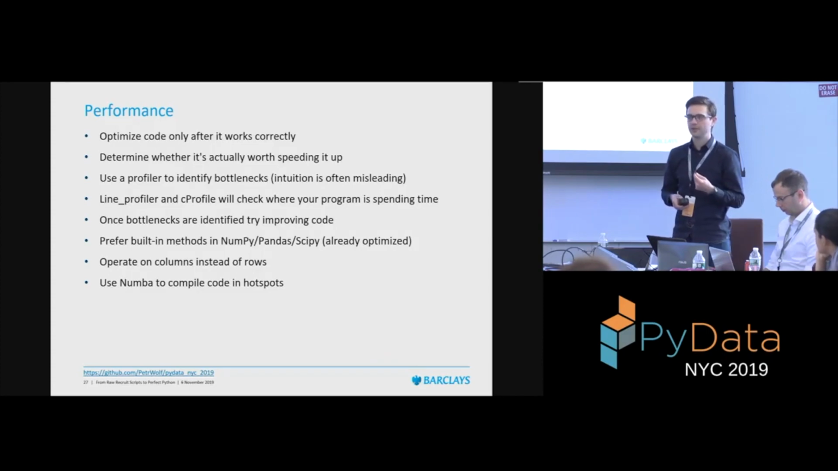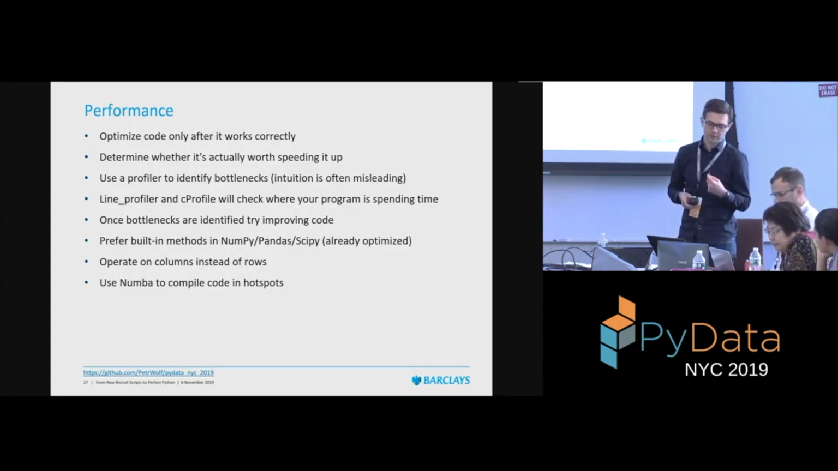And then the last one would be, once you've tried to optimize the code itself, then you can use something like Numba to compile code in hotspots. So we're going to show you all of these now, using Profiler to identify bottlenecks, then make some changes using these built-in methods, and at the end of the day, show you how we can use Numba.